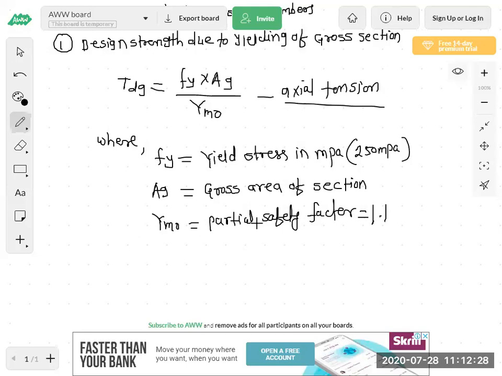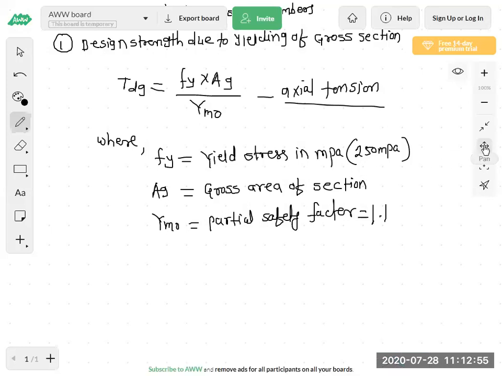So this is the first strength, design strength. Whatever tension member is in our steel structure, that tension member fails due to yielding, due to rupture, and due to block shear. Because of these three only, the tension member will fail. So for that we have to calculate the strength. For yielding, we have calculated this strength. Are you getting? So this is the first strength.